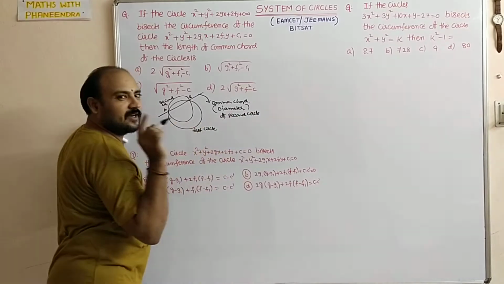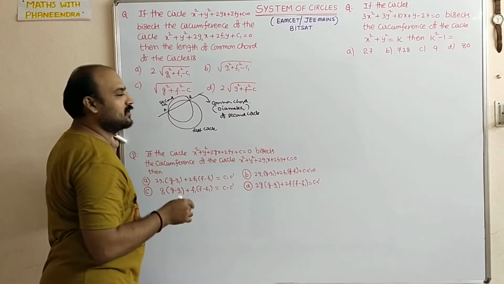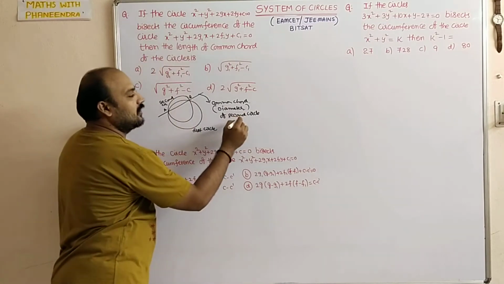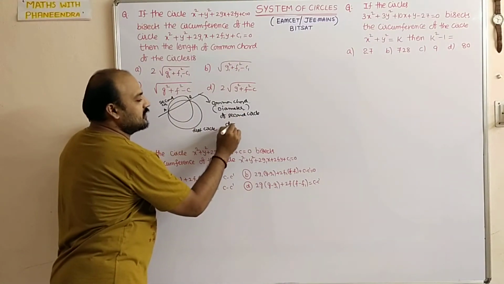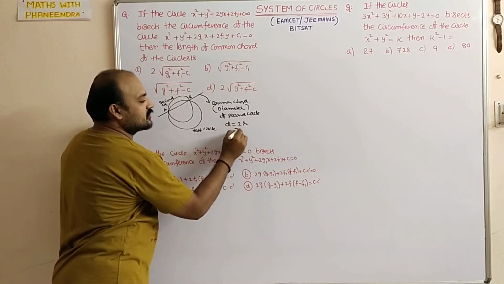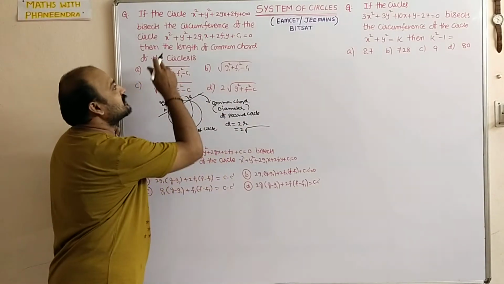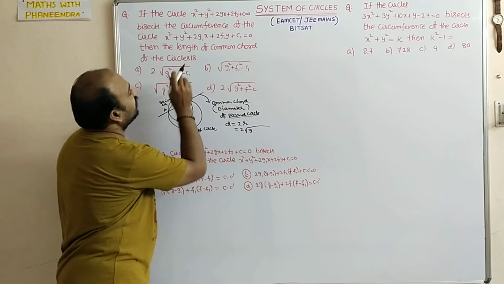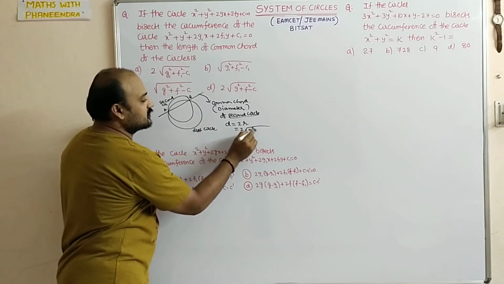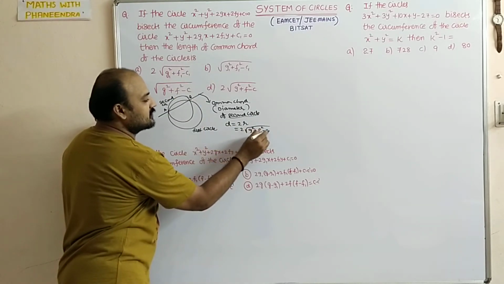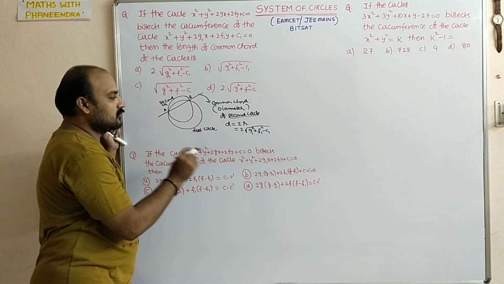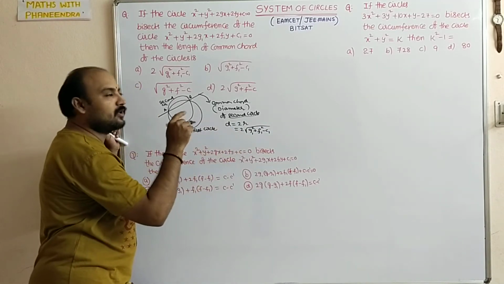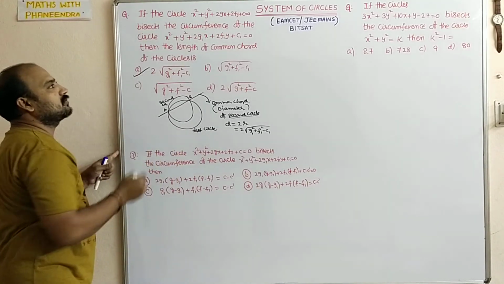Diameter means it is twice of the radius. So, what is the radius of second circle? So, diameter d is equal to 2 times of radius. So, 2 times of radius of the second circle. So second circle radius is root of g1 square plus f1 square minus c1. So 2 times of g1 square plus f1 square minus c1 under root, it is there in the first option.